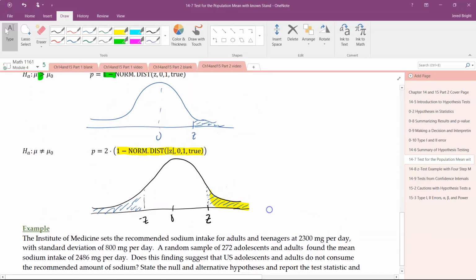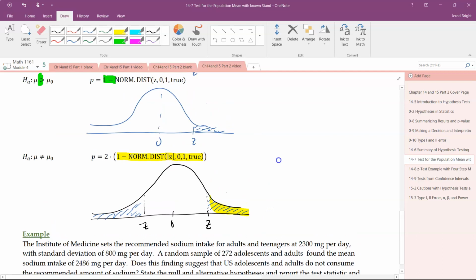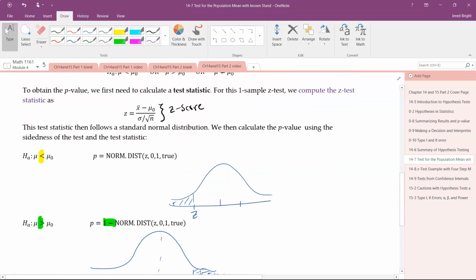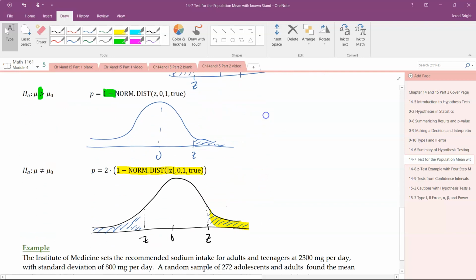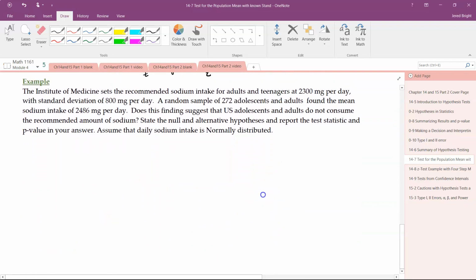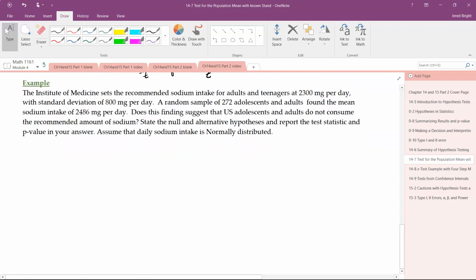Okay, so with all that in mind, let's do this. We're going to set up our hypotheses, calculate a z test statistic, and then use that to calculate our p-value and make a decision. Okay, so here we go. I'll let you read through the example, resume the video when you're ready.